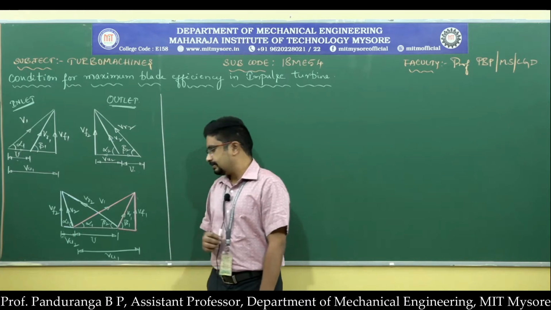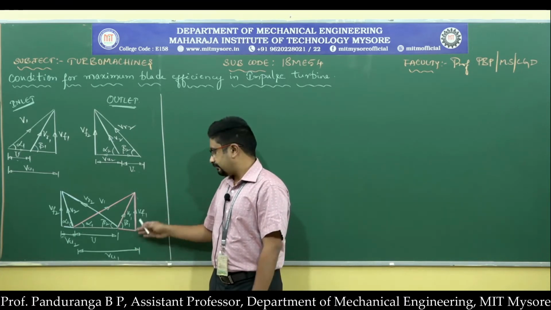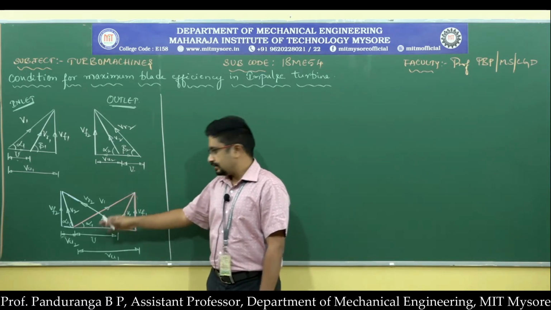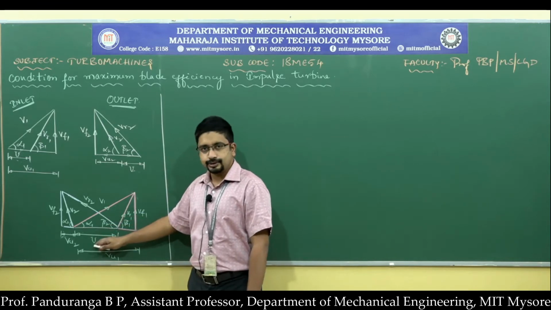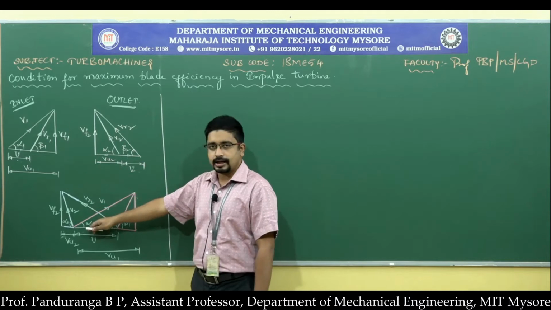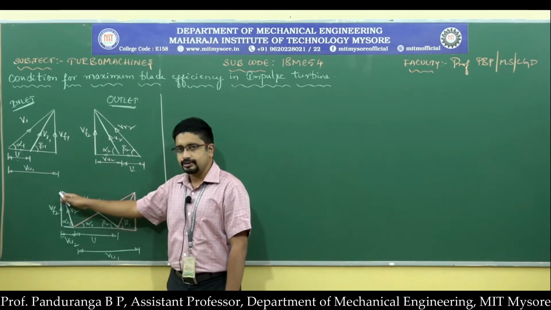From here till here we have Vu1, which is the horizontal component, and from here till here the vertical component is Vf1. Again we are using the same base, that is u, to construct the outlet velocity triangle. So I will transfer the outlet velocity triangle here. So we have u, and from here we have V2.